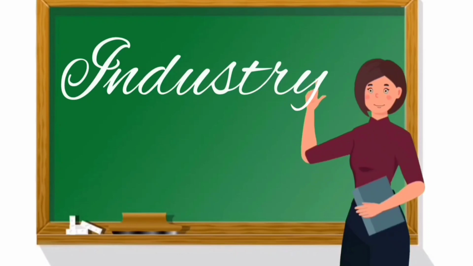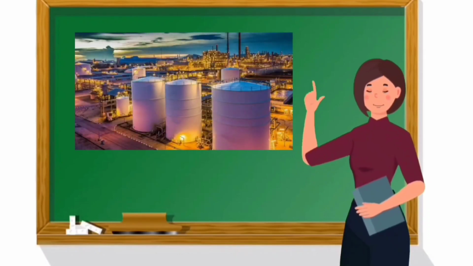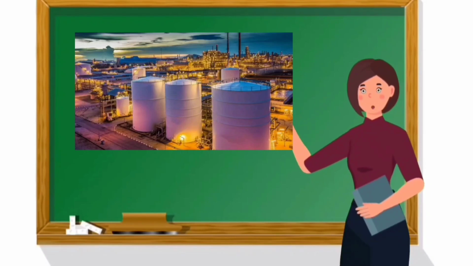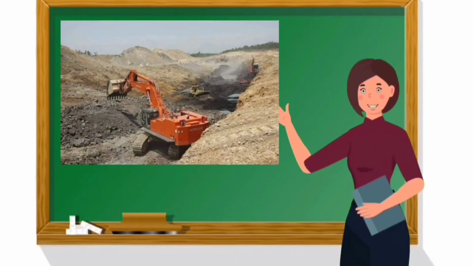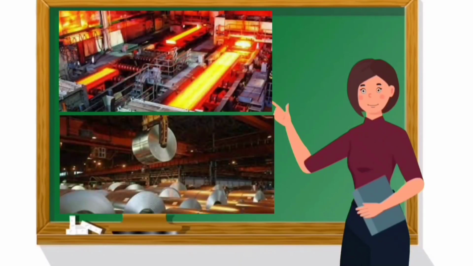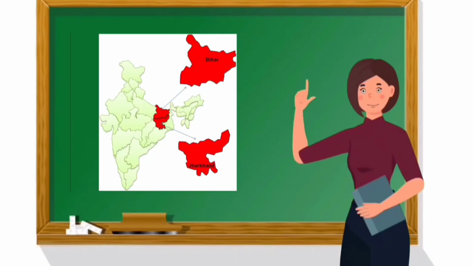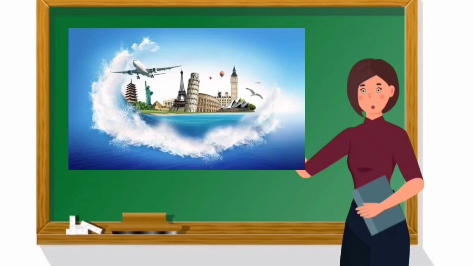Industry. Now we are studying what? Industry. So, industry refers to an economic activity. It's an economic activity that is concerned with the production of goods, extraction of minerals, and provision of services. Thus, we have the iron and steel industry, right? For example, in Jharkhand and Bihar, we have seen that steel industries are there. Coal mining industry, tourism industry, right?